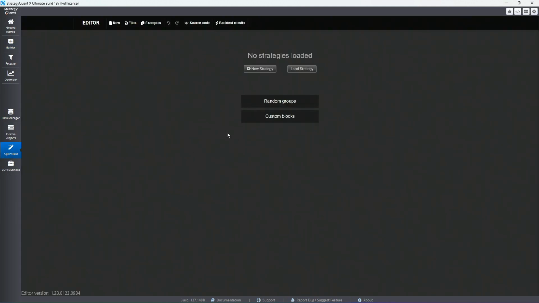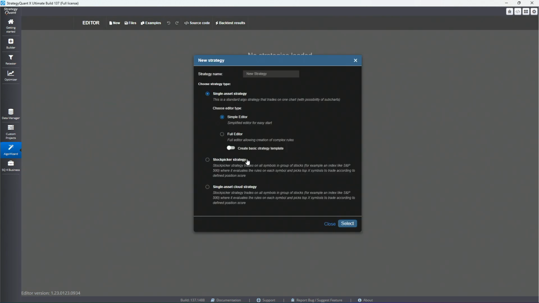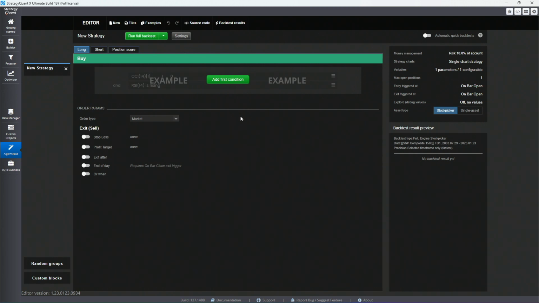So if we go to Algo Wizard, remember this is version 137. So this is the development version, and this is the new Algo Wizard. And if you build a new strategy, now you have the option of stock picker strategy. So let's do that. So let's build the pattern first.